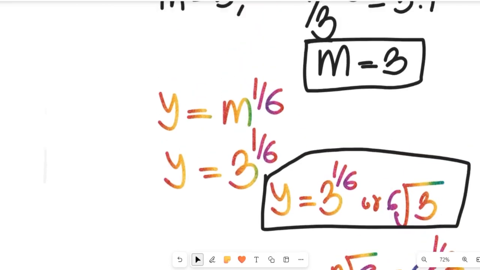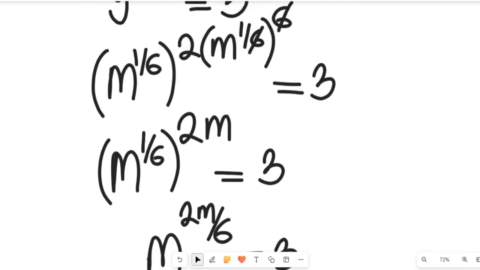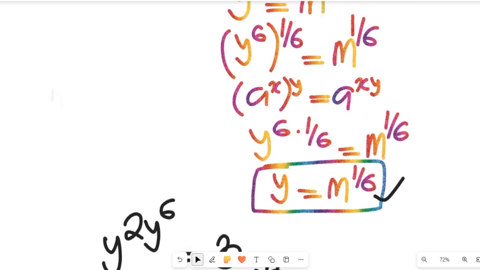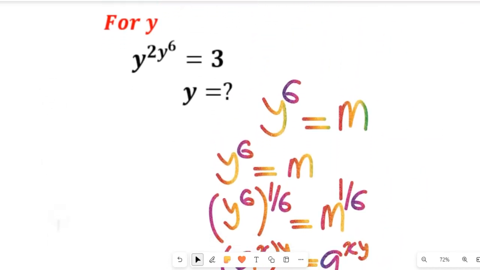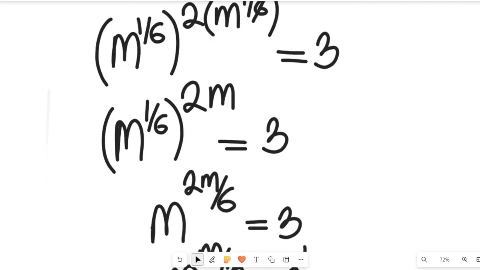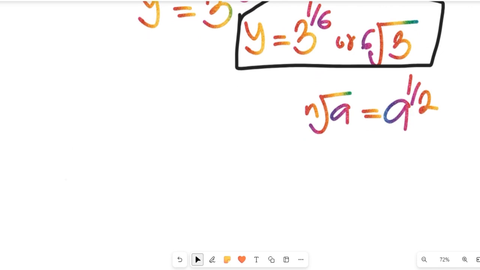Are you amused by this solution? Don't worry, we are going to check to see if our solution is correct. Now, what is the original equation? 2y to the power of 6. Will it give us 3? Now, let's check. We are going to check with the result we have gotten.